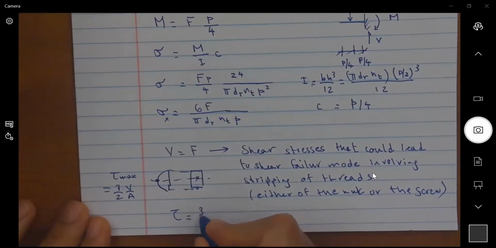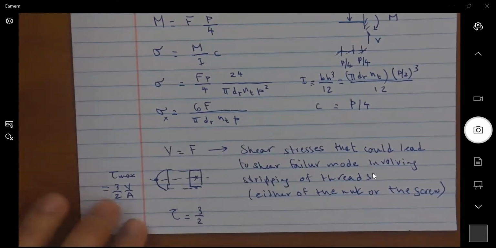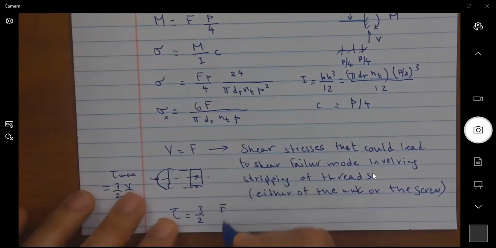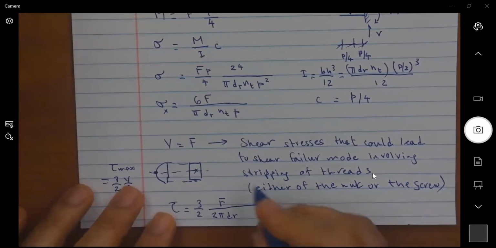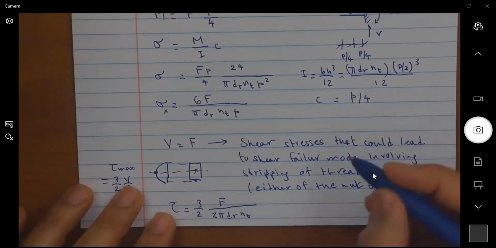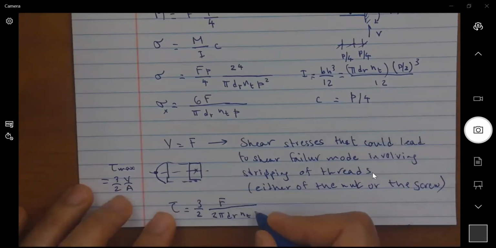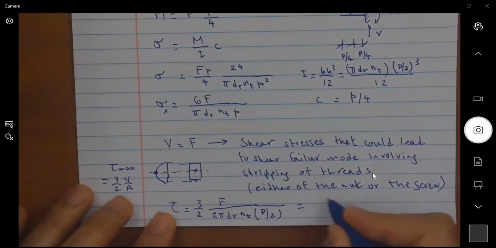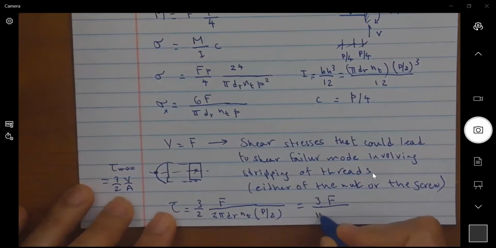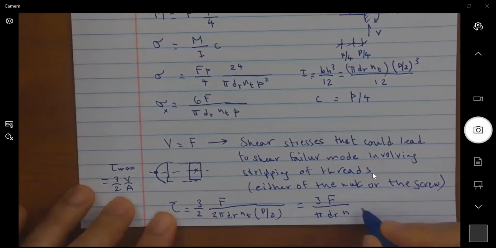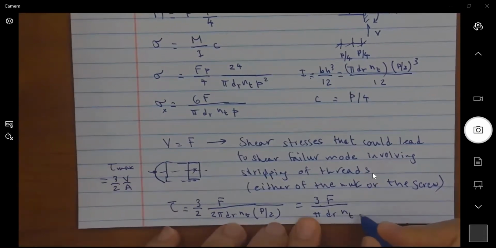So if I evaluate, the shear force is equal to F, and the area is 2 pi dr multiplied by nt multiplied by the height, which is p/2. If I simplify that, I get 3F divided by pi dr nt times p.